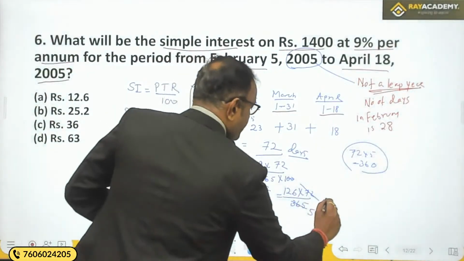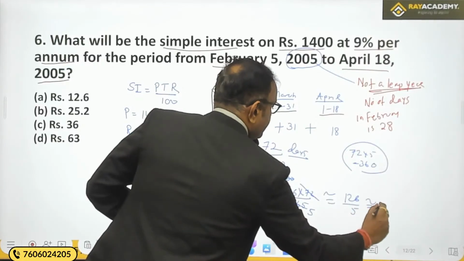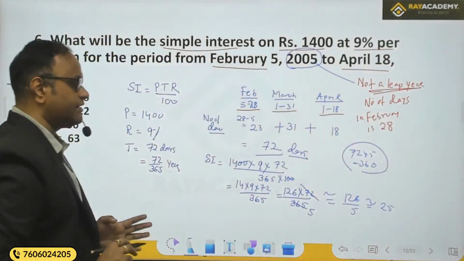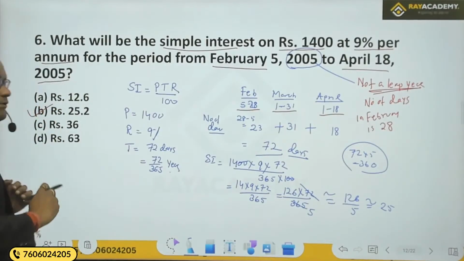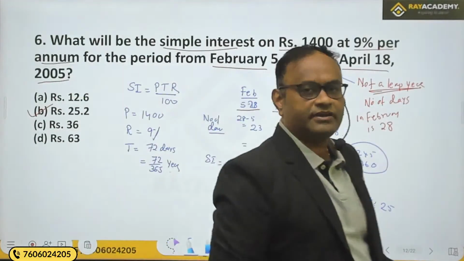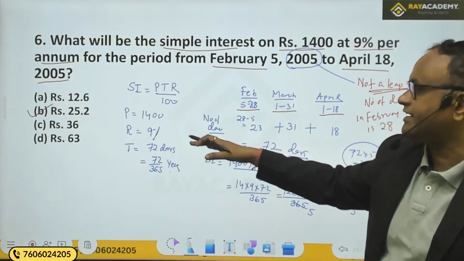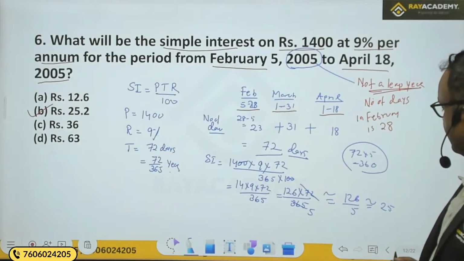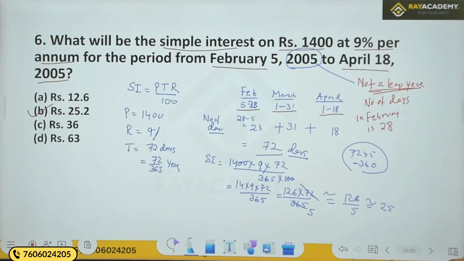So it is approximately 126 by 5, so it is approximately 25. 5 25 is, you know, 125. So 25 nearby is the answer that you can put without calculating fully, not required, because the answers have a big difference: 12.6, 25.2, 36 and 63. So directly you can go for 25.2 as the answer. Okay, next.